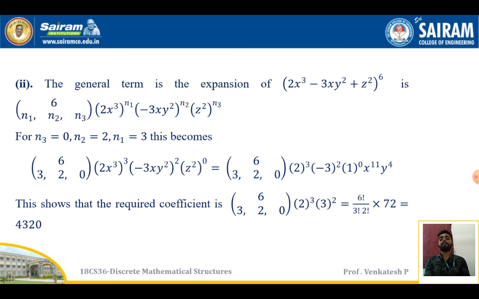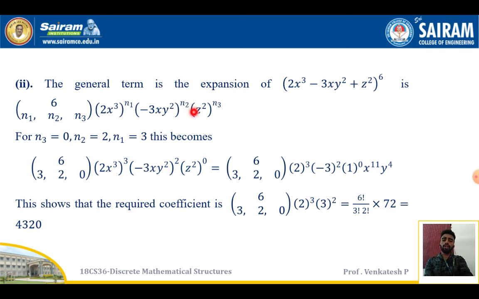One more example. I need to expand the equation (2x cube minus 3x y square plus z square) whole power 6. So first I'm going to expand this equation. After expanding in general, I'll be getting 6 combination with n1, n2, n3, (2x cube) whole power n1, (minus 3x y square) whole power n2, (z square) whole power n3. Okay, now I need to find the coefficient of x power 11 y power 4 in this equation.